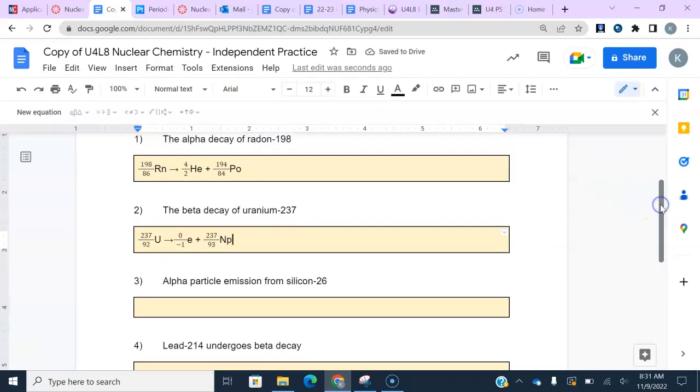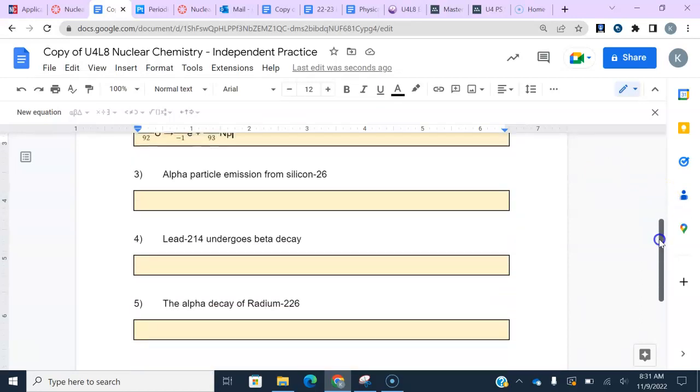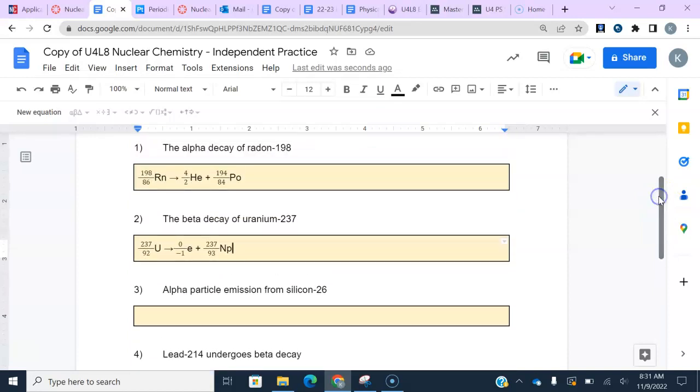You will use this example in number 2 to help you do number 4. Your equations should look exactly like this. You only have to do 3 of them, 2 alpha decay and 1 beta decay. For alpha decay, you are subtracting 4 from the atomic mass and subtracting 2 from the atomic number to give you your new element.